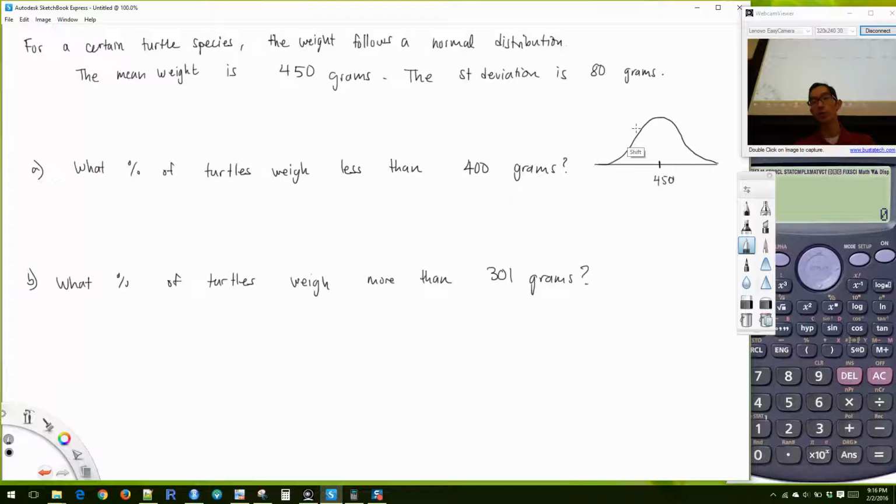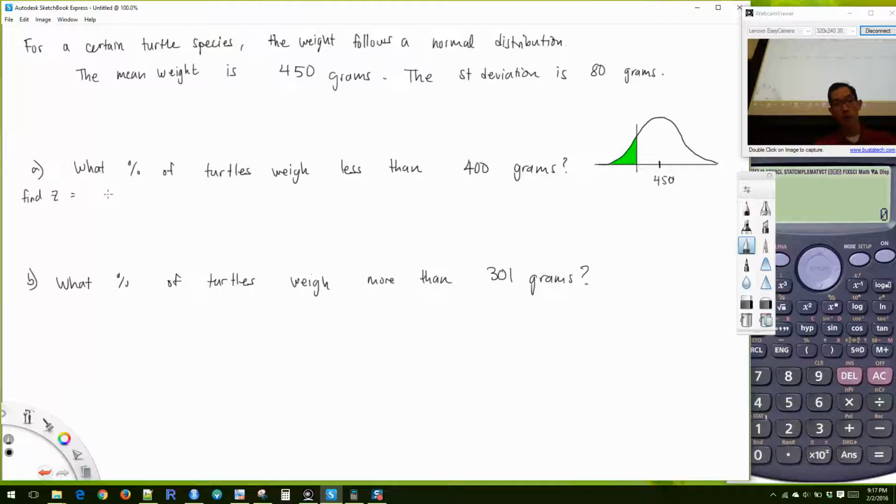Now 400 is smaller than 450, so I know I'm over here. And it says what percentage of turtles weigh less, so I want the area to the left, okay? I don't want the area to the right this time. Okay, so the first step is to find our z. Find the z that corresponds to 400.